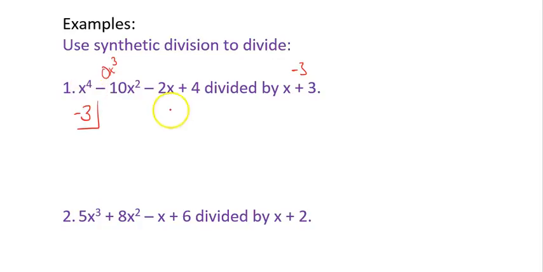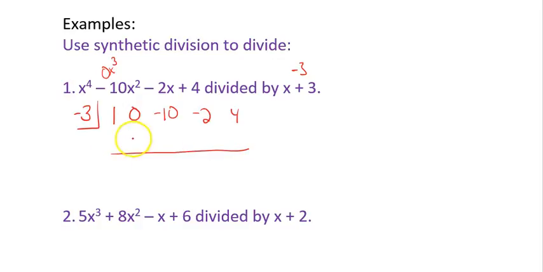So on synthetic division, you just need the coefficients, the numbers in front. You don't need the x's. So what's in front of x to the 4th is an imaginary 1. What's in front of the x cubed? We don't have one, so it's a 0, 0x cubed. Then I have a negative 10x squared, so I put a negative 10 down. And then negative 2 for my x, and then a 4.